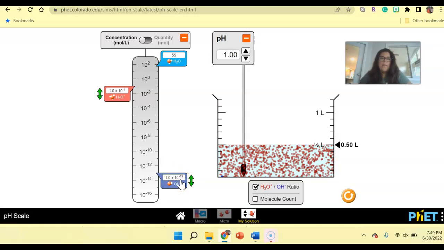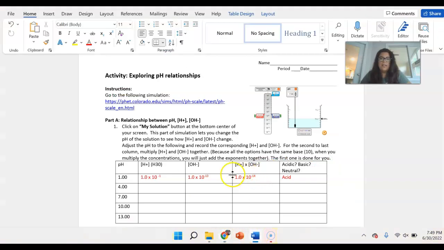Now remember that with exponents, you would move the decimal point. So this is actually 0.00000, 13 zeros, 1. So a very small amount of hydroxide ions. So you're going to write that answer into your table, 1.0 times 10 to the negative 13.